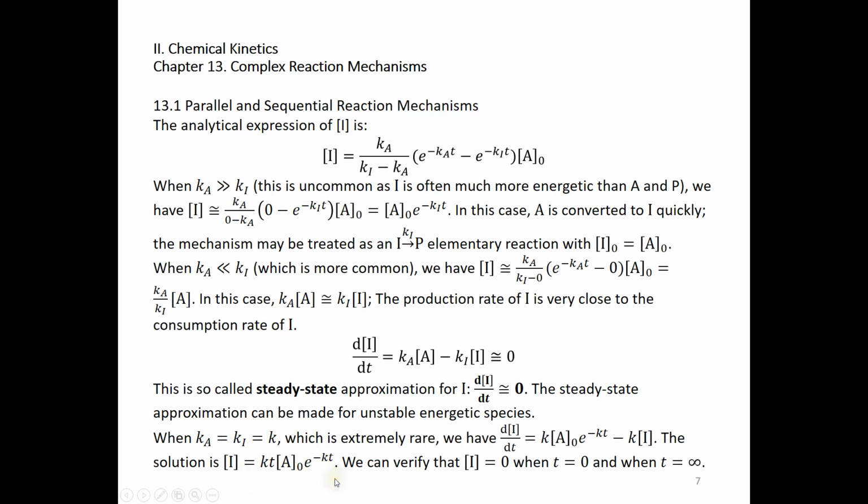We can still verify this equation is correct when time is 0 and when time is infinity. When time is 0, you plug in t equals 0 here, I is 0, and that makes sense. When time is infinity, this t approaches infinity, but this e to the power of negative Kt approaches 0 infinitely faster than t approaching infinity. So this I is still 0, and that again makes sense. When time approaches infinity, there's only P, the product, in the system. There's no A, there's no I in the system.